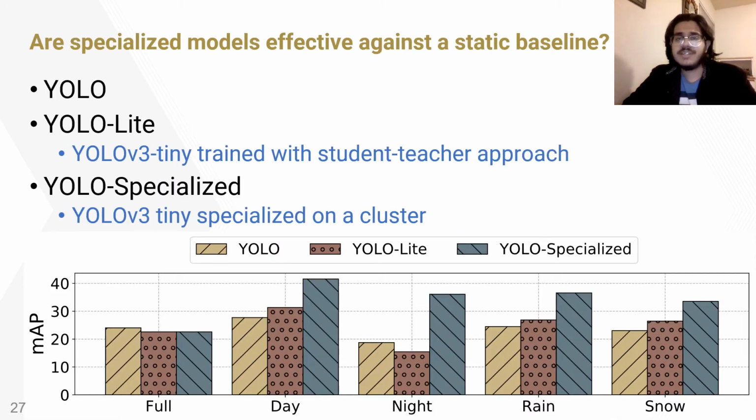For the model specializer, we compare a specialized YOLO tiny model against a static large YOLO model, and against a YOLO model trained under the student-teacher approach. The difference between YOLO Lite and specialized is as follows. The specialized model is trained on the detected cluster itself using Oracle labels. The YOLO Lite model is trained on the cluster using the output of the static large YOLO model as a training signal. The specialized YOLO model is around 50% better than the static YOLO model on average. On night data, it is 2 times better than the static model.